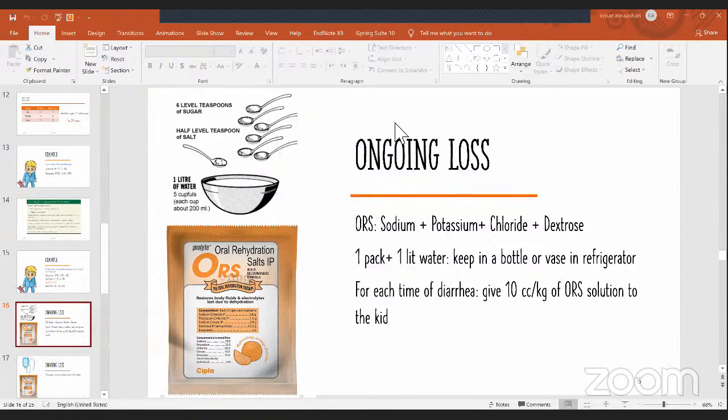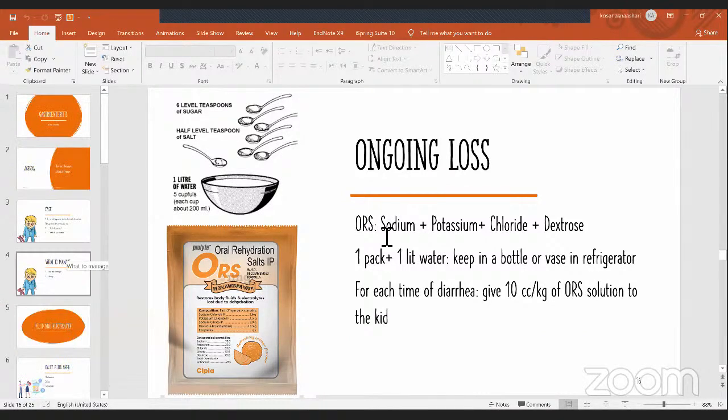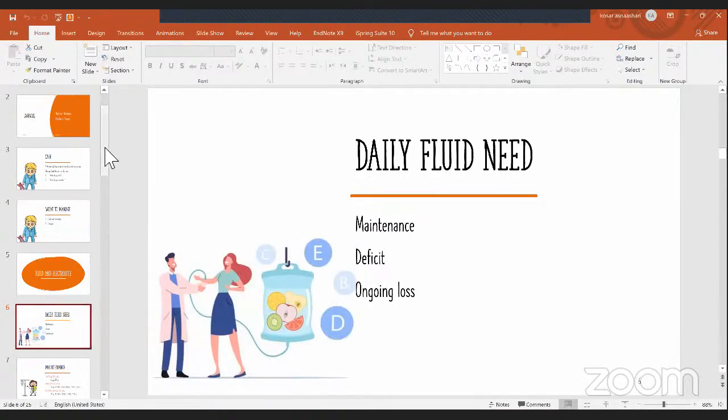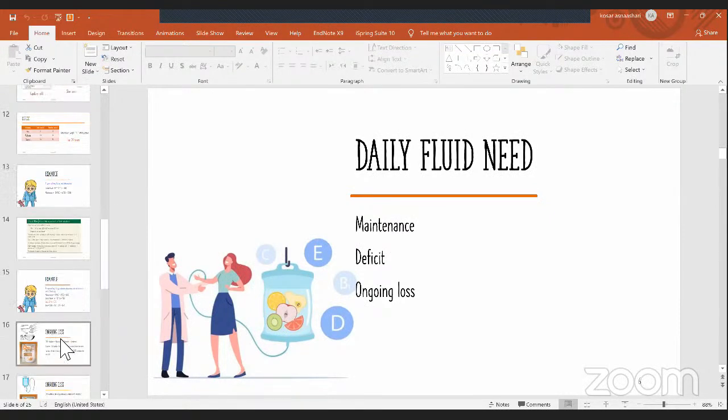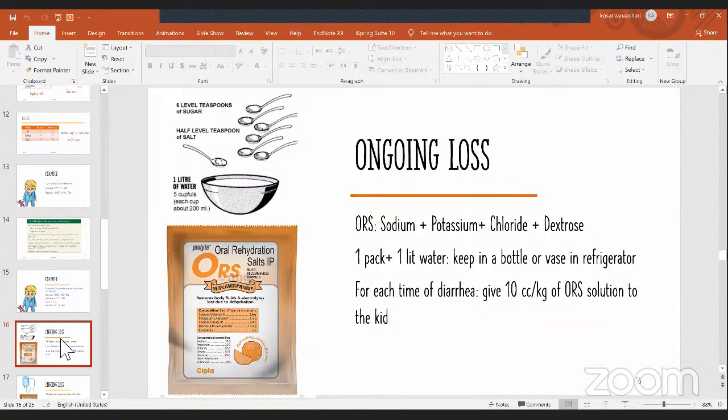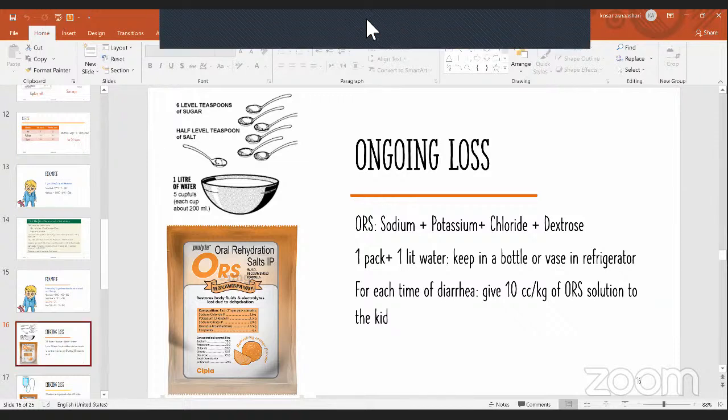Okay, so we're going to talk about ongoing loss, okay? The fluid that you maintain for any patient, for a child or for an adult, includes 3 parts, as I previously talked about: maintenance, deficit, and ongoing loss, okay? Let's assume that the patient is referred to you today with diarrhea, okay? You see the patient and you calculate the dehydration as moderate, okay?